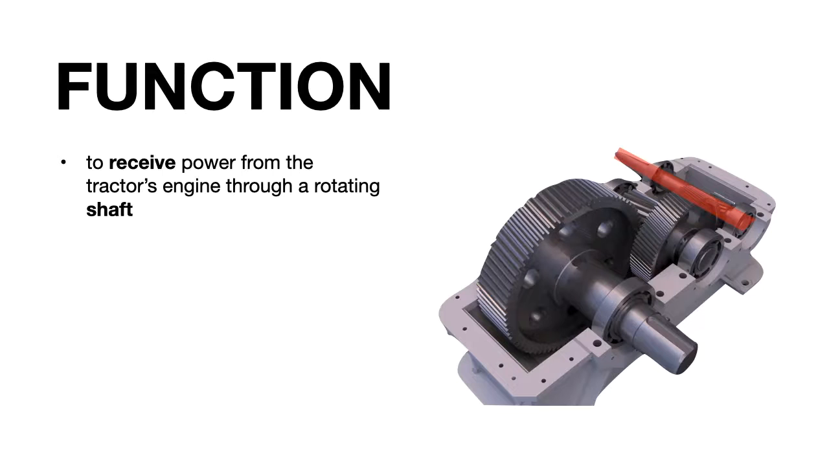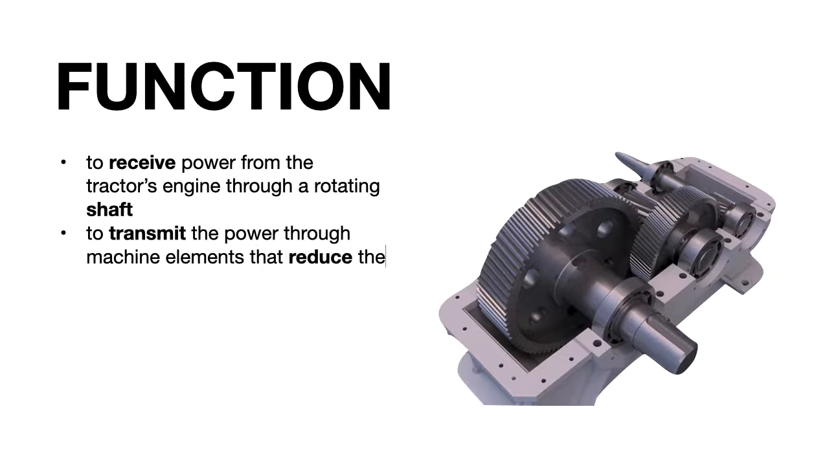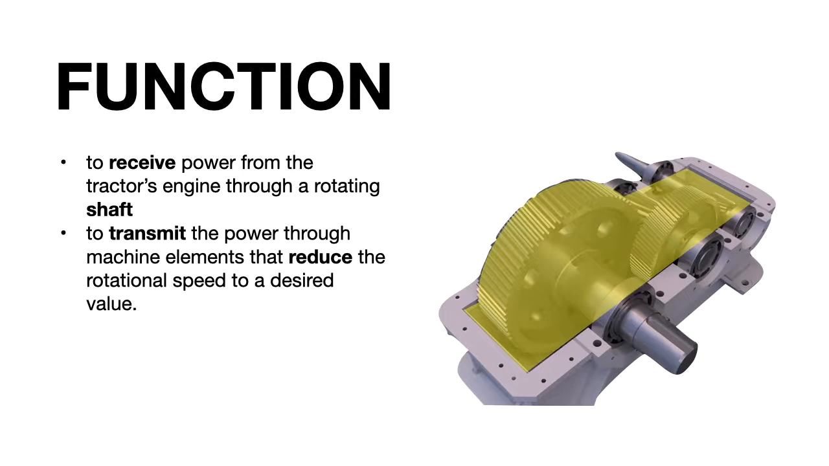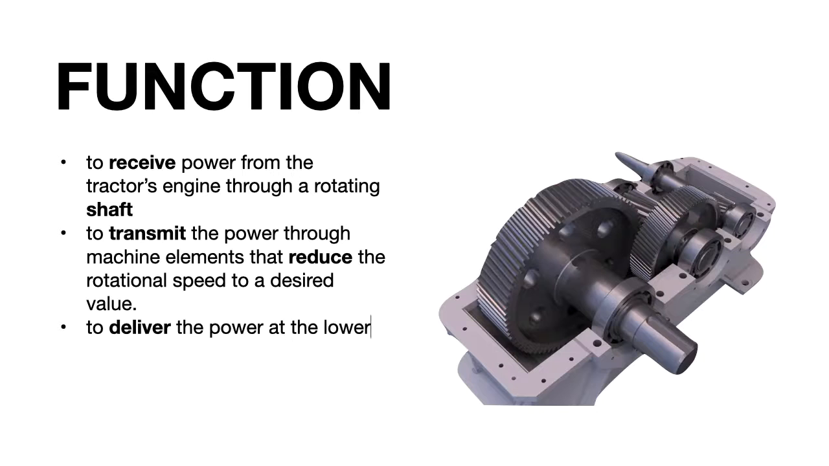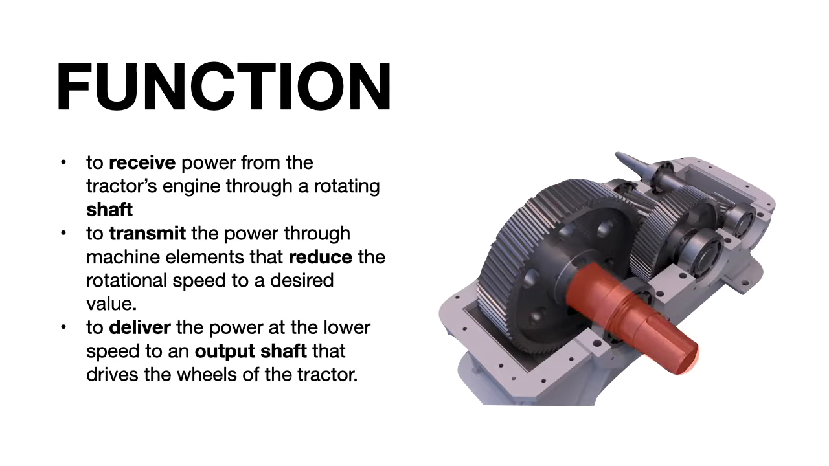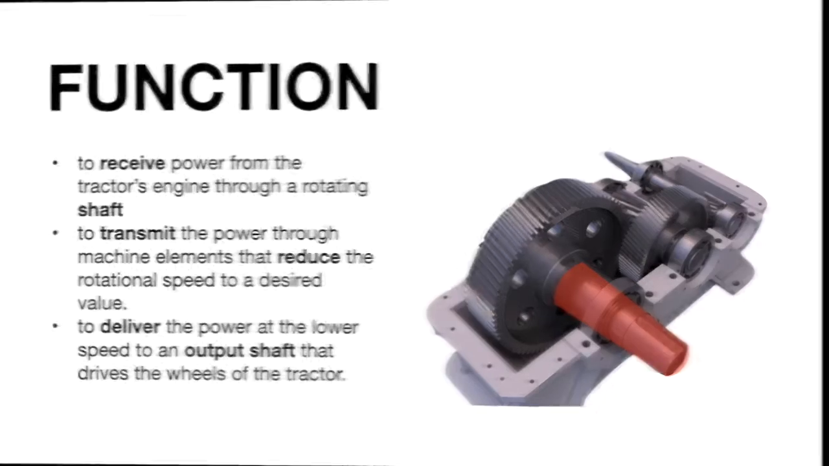Okay, and the second one, we want the speed reducer to be able to transmit the power through machine elements that reduce the rotational speed to a desired value. The third one is we want the speed reducer to be able to deliver the power at the lower speed to an output shaft that drives the wheels of the tractor. So these are three generic descriptions which describe the function of that speed reducer.